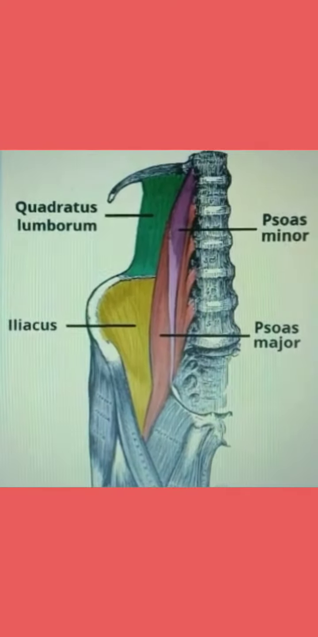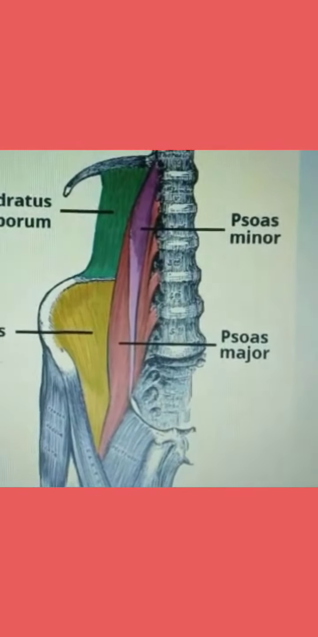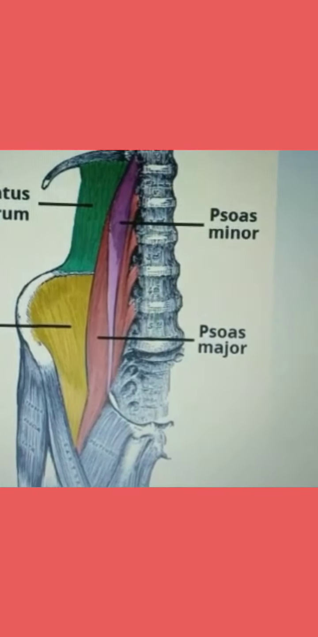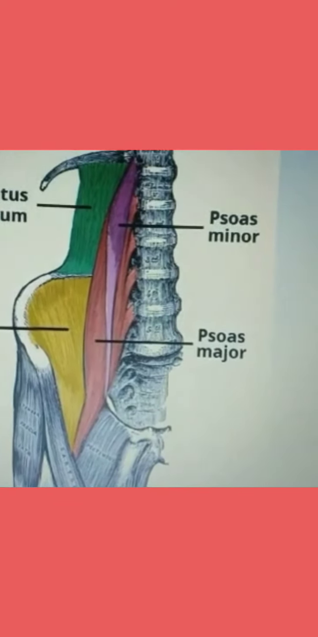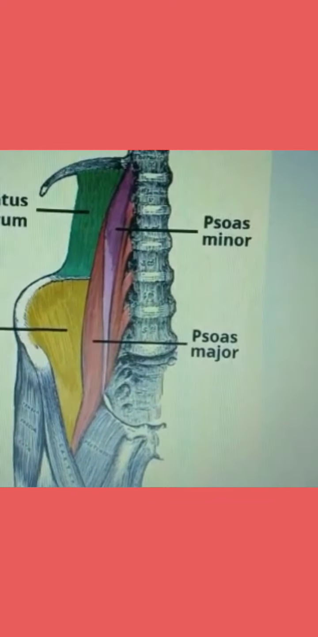Now the muscles of the posterior abdominal wall. As we had done the muscles of the anterior abdominal wall, external oblique, internal oblique, transverse abdominis and the rectus abdominis, in the same way we will be doing the muscles of the posterior abdominal wall.